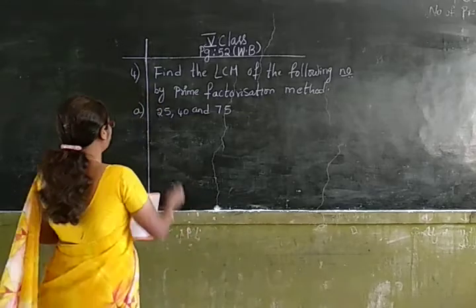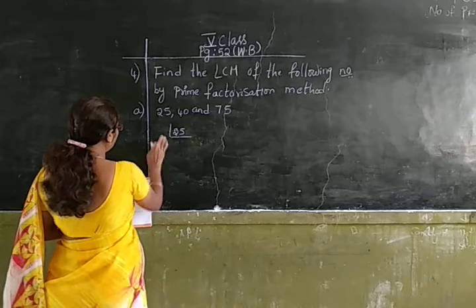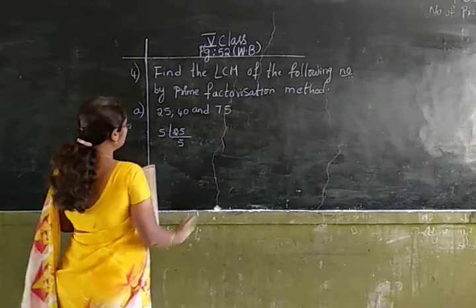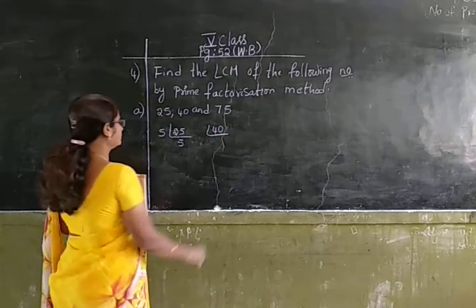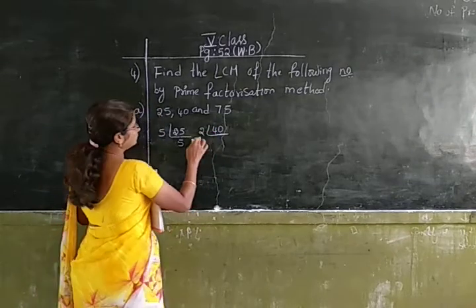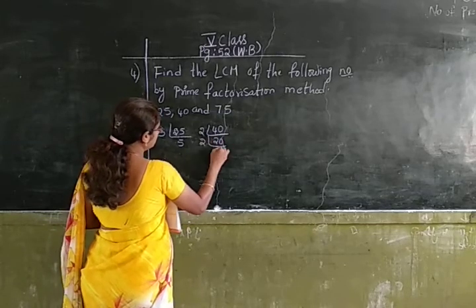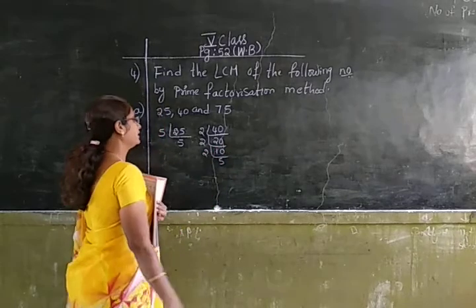Okay, children. First let us prime factorize 25. Let us take 5 table. 5 5s are 25. Now let us factorize 40. So let us take 2 table. 2 goes in 40 20 times. 2 goes in 20 10 times. 2 goes in 10 5 times.